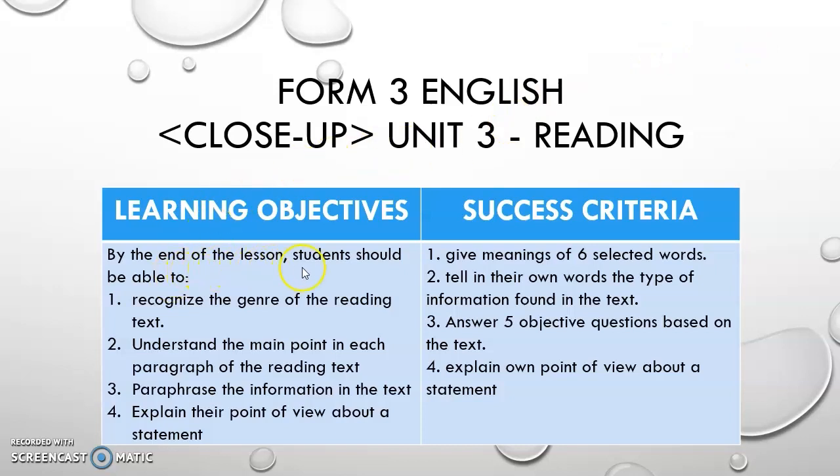By the end of the lesson, you should be able to recognize the genre of the reading text, understand the main point in each paragraph of the reading text, paraphrase the information in the text, and explain your point of view about a statement. The success criteria are: give meanings of 6 selected words, tell in your own words the type of information found in the text, answer 5 objective questions based on the text, and explain your own point of view about a statement. Now, let's begin.